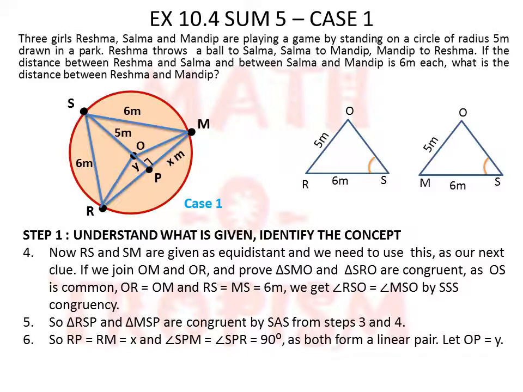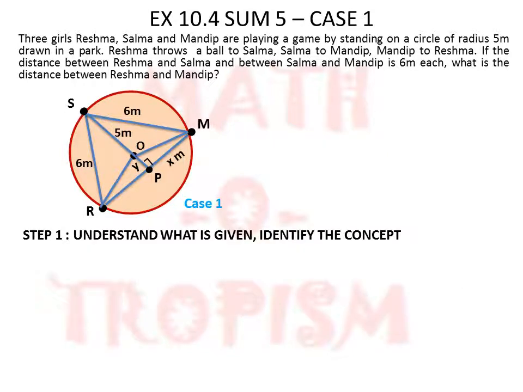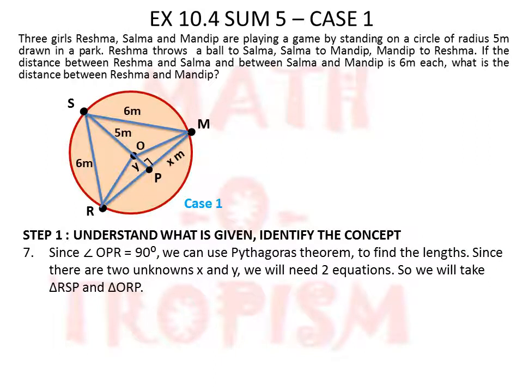And now since we need to find the values of x and y, we know that however many unknowns there are, that many equations should be formed to find those unknowns. So here, since there are two unknowns x and y, I need to form two equations. We have two right angle triangles, RSP and ORP. So using both of these we will find the values of x and y.